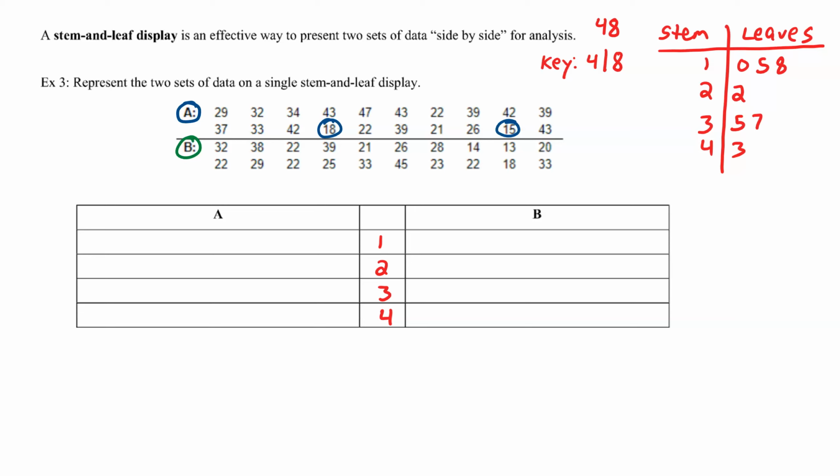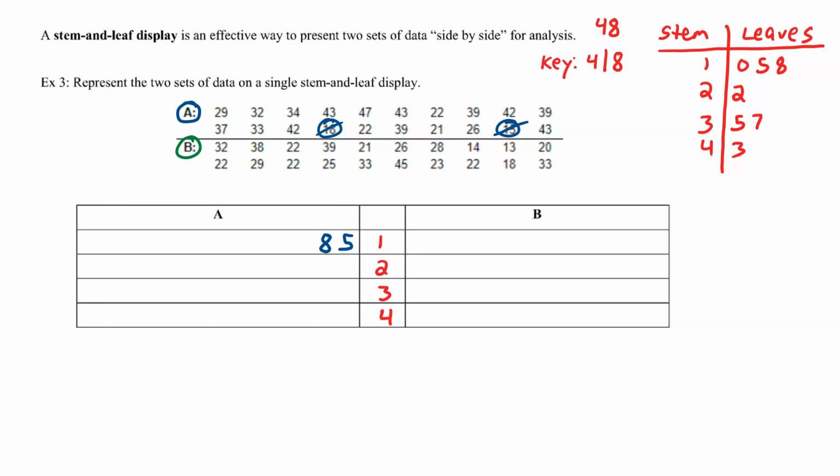Now, the smallest digit is always closest to the stem. So it would be 5, and then we move out. In this case, we're moving to the left. So it would be a 5 to represent the 15 and an 8 to represent the 18. I always like to, as I represent each data value, cross it out, so that way I know which values I have remaining. Those are the only values in the tens.